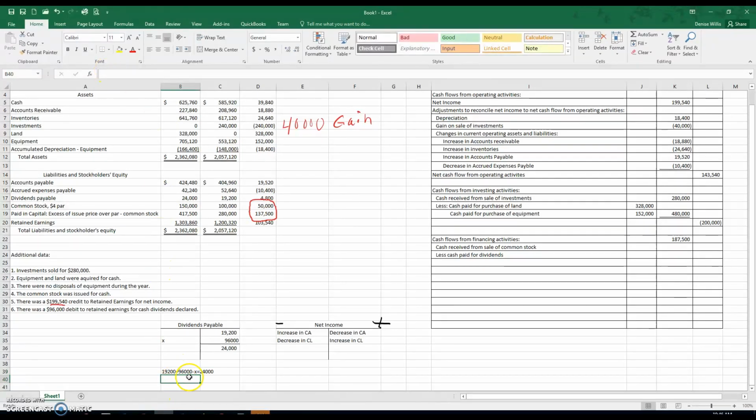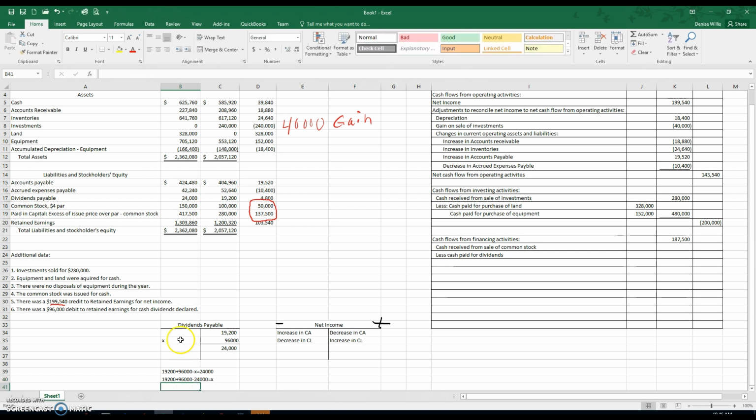Okay, 19,200 plus 96,000 minus x equals 24,000. So how do we isolate for x? Okay, x equals... we're going to bring x to the right side of the equation and subtract the 24,000 from the other side. Well, let me do it like I told you to. Let's see, 19,200 plus 96 minus 24.